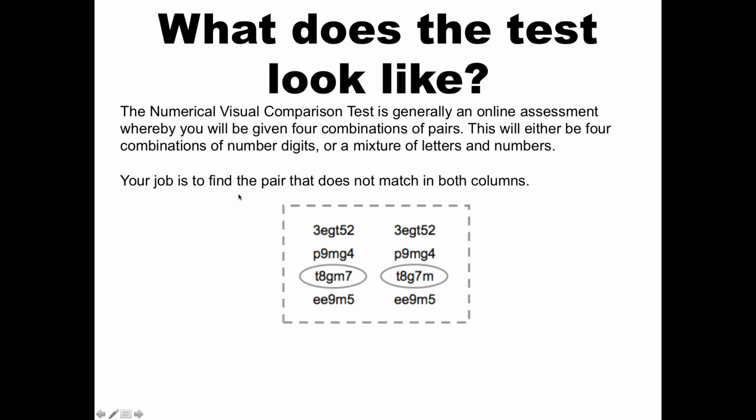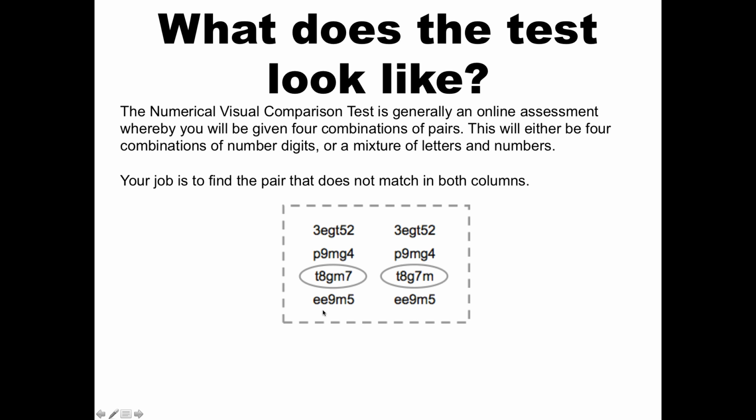Now, your job during the test is to find the pairs of letters and numbers that do not match. So if you look at this box here with different numbers and letters in it, you'll see that the top 2 pairs are identical. 3EGT52, that's the same on the left and the right, the same as the second one. P9MG4 is exactly the same as the one on the right. And then finally, when we get to the third grouping, T8GM7 is different to the one on the right, T8G7M, because the M and the 7 have been swapped around, and that is the correct answer with regards to the ones that do not match.